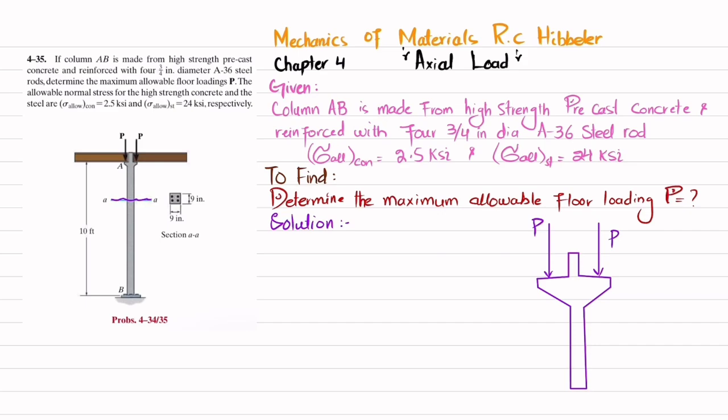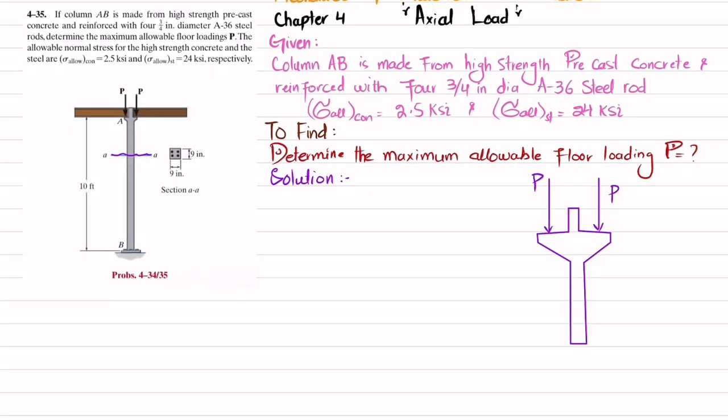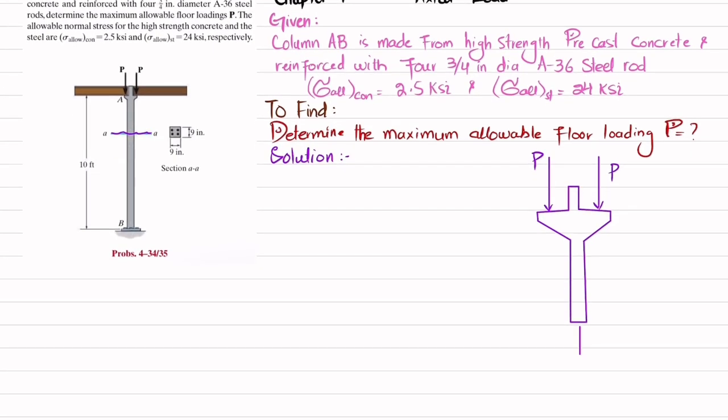So you can see when you cut it over here, there will be a reaction force. This reaction force will be the load taken by the concrete, which is P concrete, and the load taken by the steel rods, P steel. There are 4 rods, so it will be 4 P steel. So the total reaction will be P concrete plus 4 times P steel.